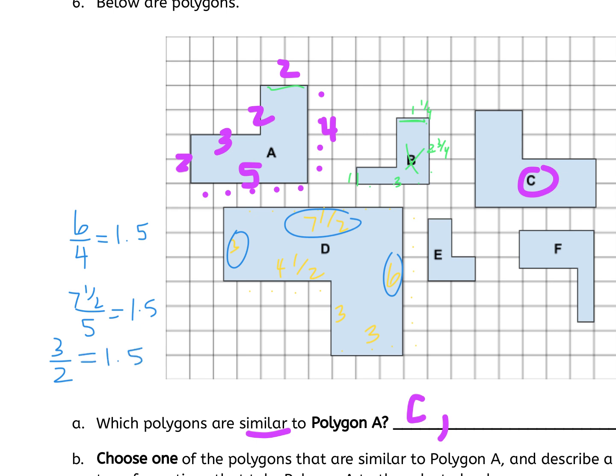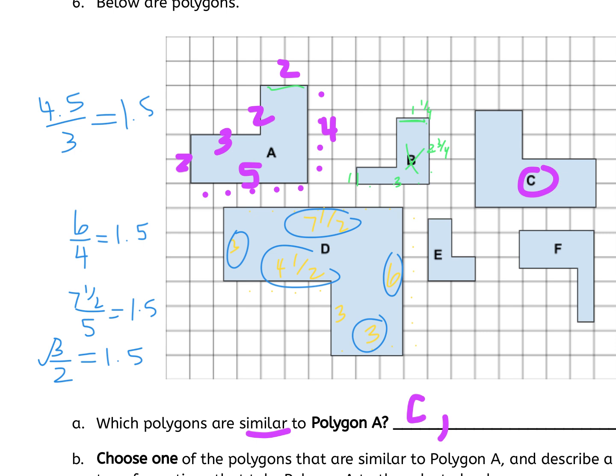All right, but it has to work for the whole figure. Let's try 4.5 and compare that to 3. So 4.5 divided by 3. So I'm typing that in. 4.5 divided by 3 is also 1.5. Aha. And then the last ones, we have 3. The 3 comes down to a 2. We've done that already. So D is a similar figure.